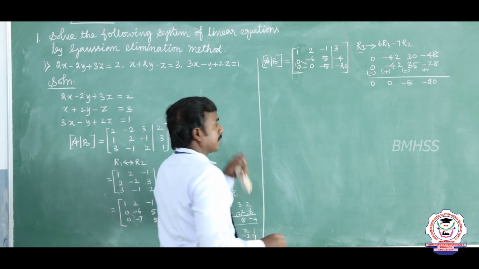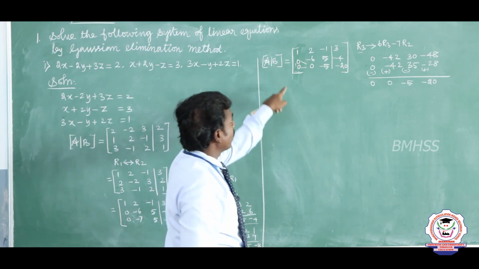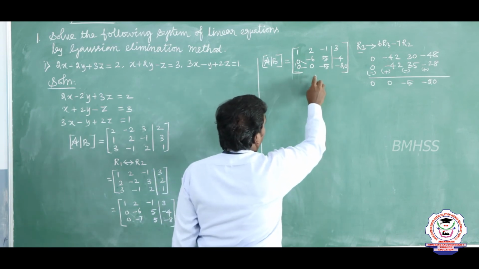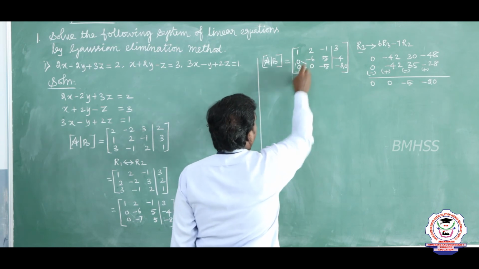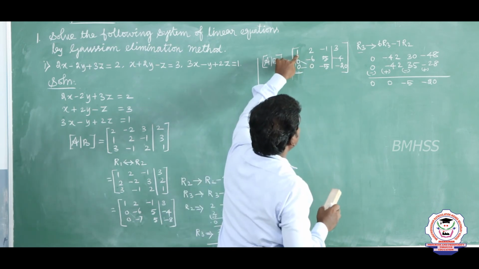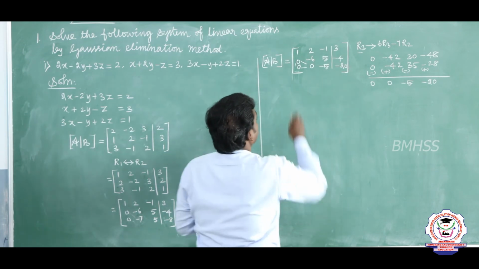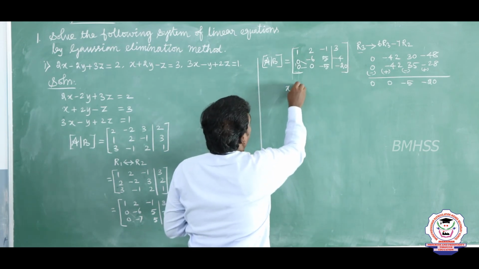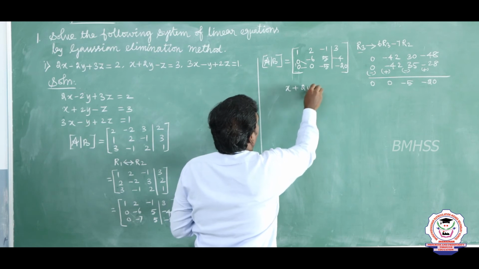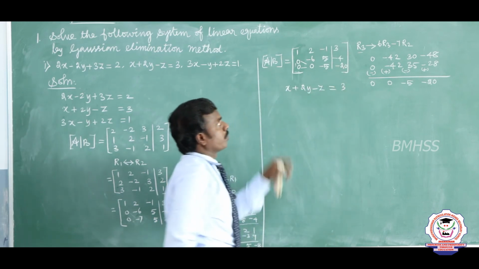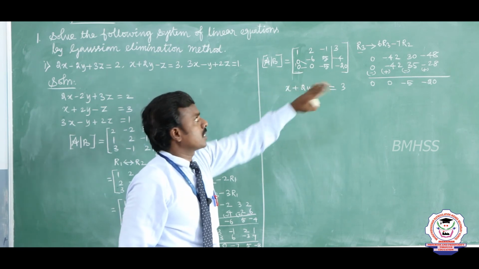After this, there is no need to find the rank. I am going to equate these values and form equations. From the first row, the first equation is 1x plus 2y minus z equal to 3.